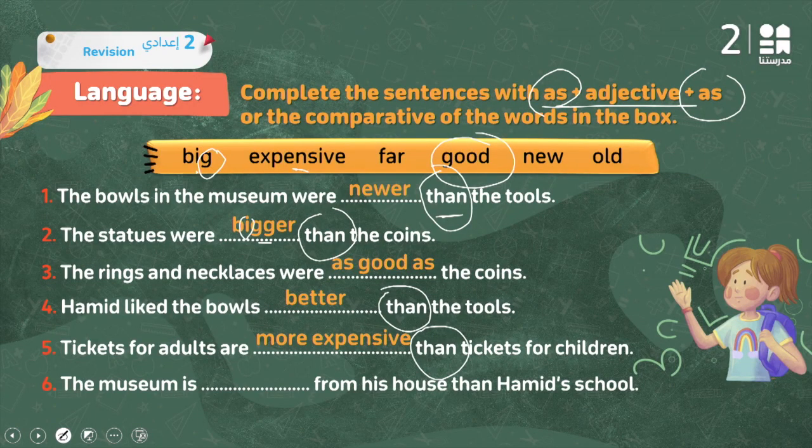For number 6, the museum is further from his house than Hamid's school. So here, this is the last one for the adjectives. I shall say further. Okay, but I don't have "than" here. No, you have it, but here. Okay, so it's not important, or it's not necessary, that we find "than" right after it. We can finish reading and we can find it later, after two or three words. Okay, most importantly is to finish reading till the full stop. You must finish reading until the end of the question.